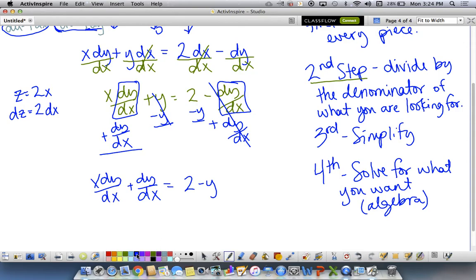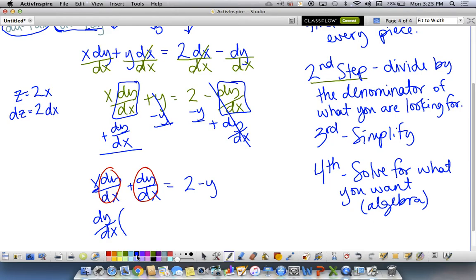Now I need to, how do I solve for this dy/dx? They're together on one side and there's two of them. So can I factor out a dy/dx? Because I have two terms and there's a dy/dx in both of them. Can I factor it out? The answer is, of course you can.